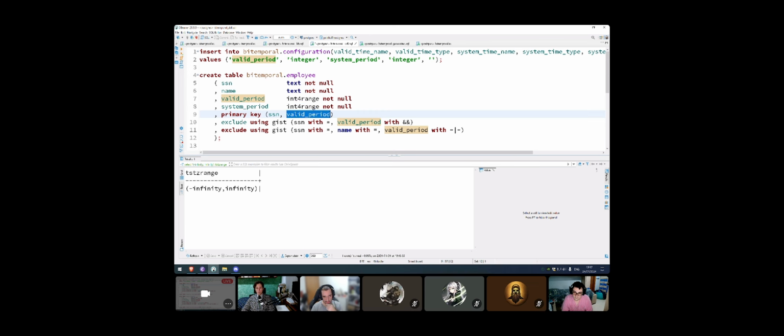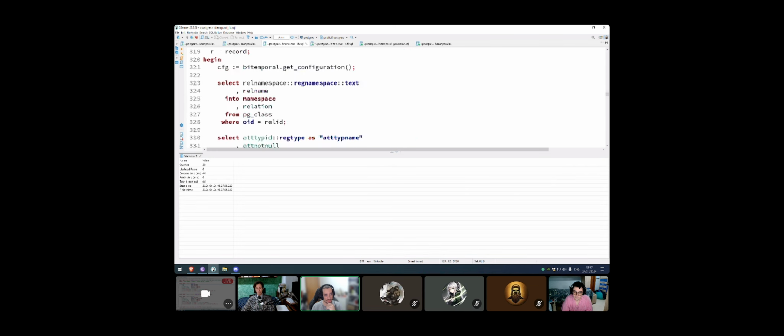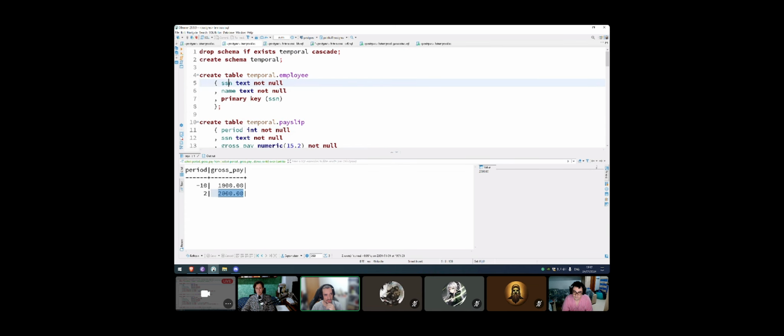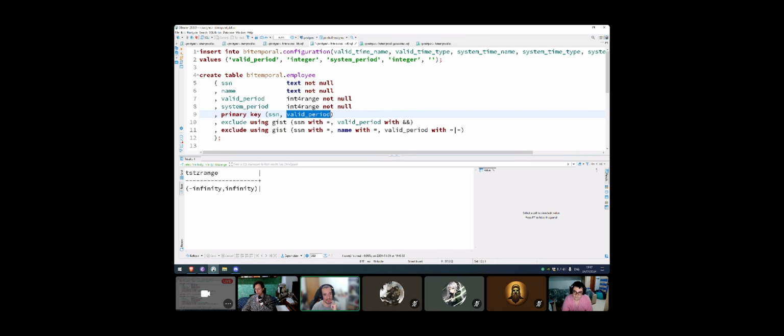So the primary key now, before it was for the employee, it was just the social security number, but now it's the valid period too, which means that at any given time, this SSN should only appear once. Did you guys grasp this sentence? Yeah, I would say so. Okay.